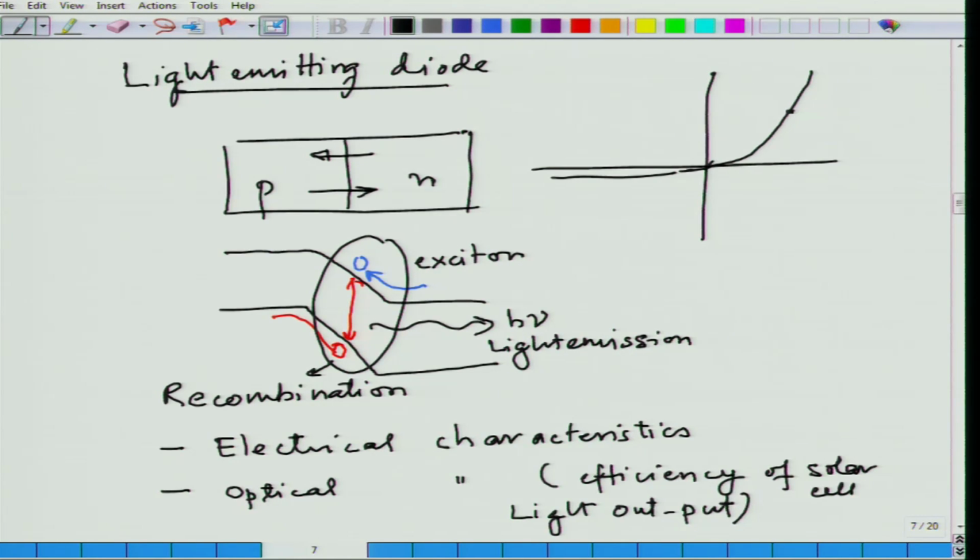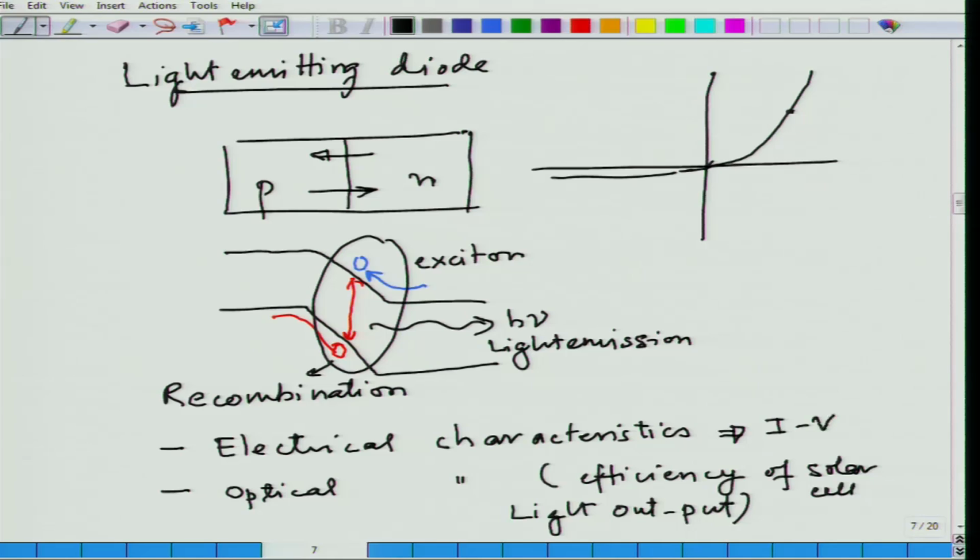So, I can break the problem into two problems. First is understanding only the electrical characteristics of the p-n diode, which is common whether you are using it as a solar cell or as a light emitting diode, and the optical characteristics, and the two can then be superimposed on each other to find the final solution.